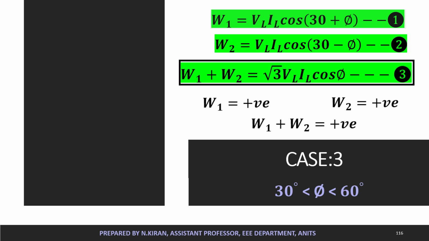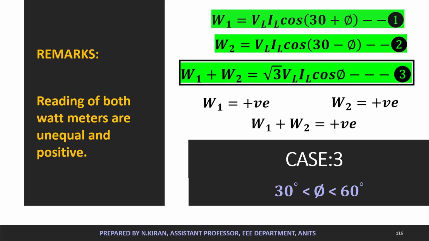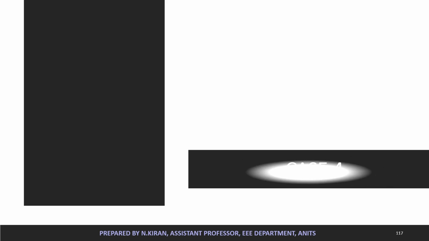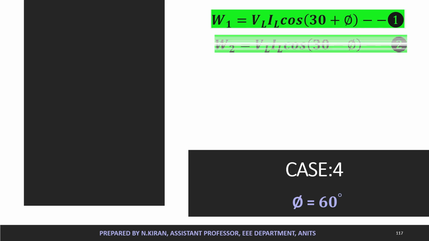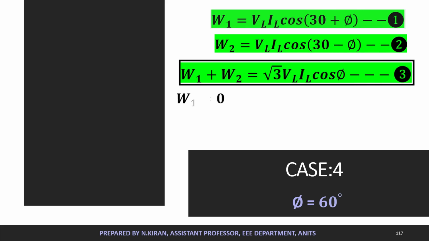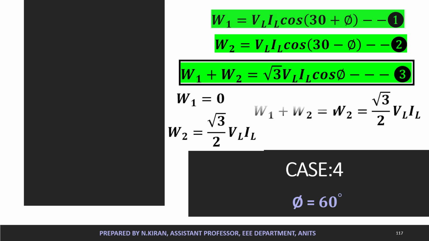Hence I can conclude that even when the angle is between 30 and 60 degrees, the reading of both wattmeters are unequal and positive. The fourth case, if I consider my phase angle to be 60 degrees, the first wattmeter reading becomes 0, the second wattmeter reading will have some positive value, and the sum of the wattmeter readings will be nothing but the value of the reading of the second wattmeter.